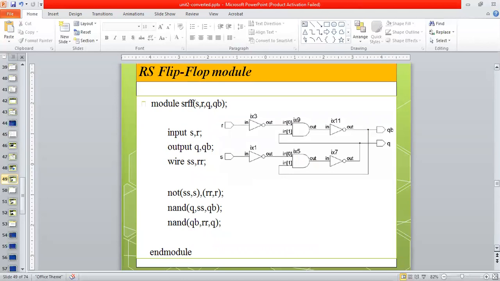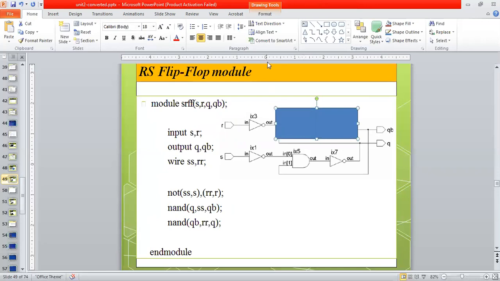Here I am developing the next one, known as the RS flip-flop. If you observe this, I am developing the RS flip-flop by using the same process. Here I am taking one NAND gate. What is the name of this gate? This is known as the NAND gate.